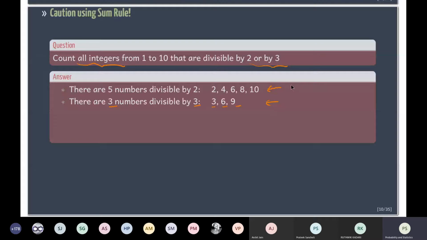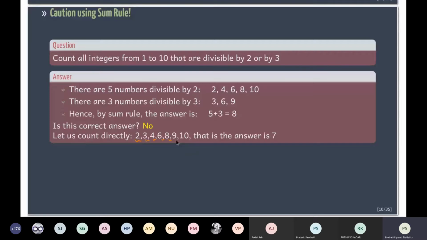If we count it directly, then we have 2, 3, 4, 6, 8, 9, 10. These are the numbers divisible by 2 or 3. And if we count, there are only 7 of them. But our answer is 8 here. I know most of you will ask where it's going wrong. It's going wrong because we have counted the duplicates. So 6 is the duplicate here. We have counted it twice.